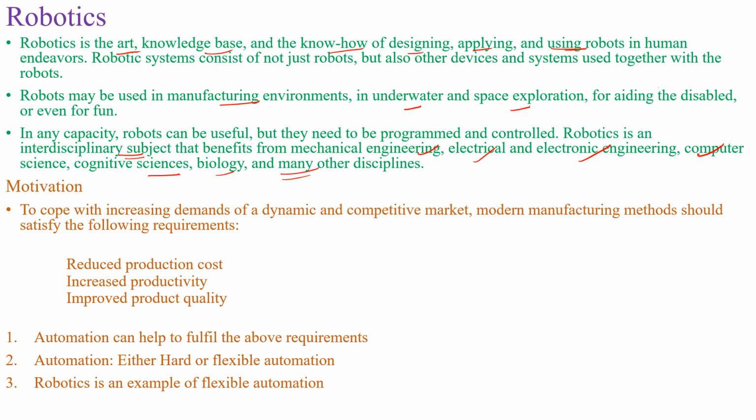But why do we need a robot? In order to reduce the production cost, increase productivity, and improve product quality, we go for automation. One such automation is the robot. So automation is used to fulfill the above requirements. Then we have hard or flexible automation. Robotics is an example of flexible automation.